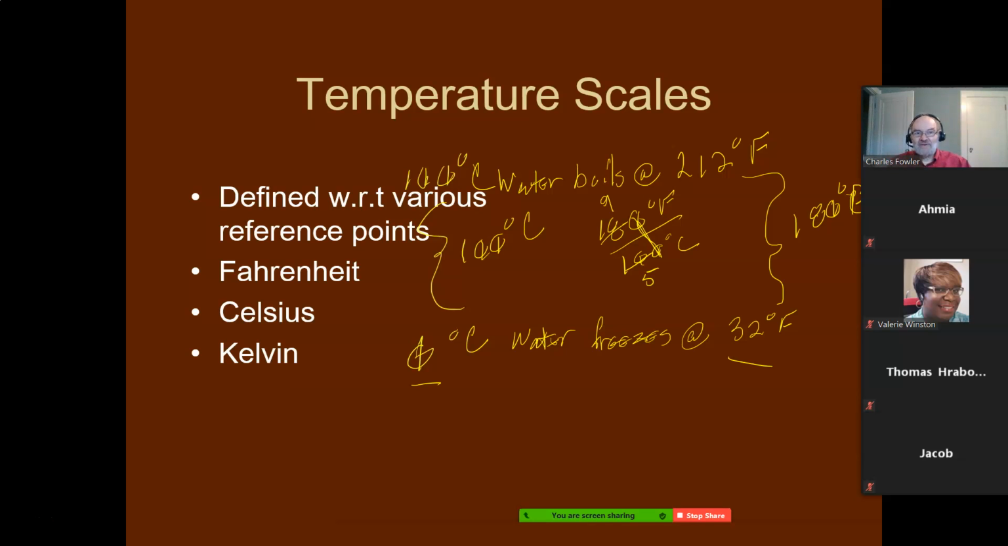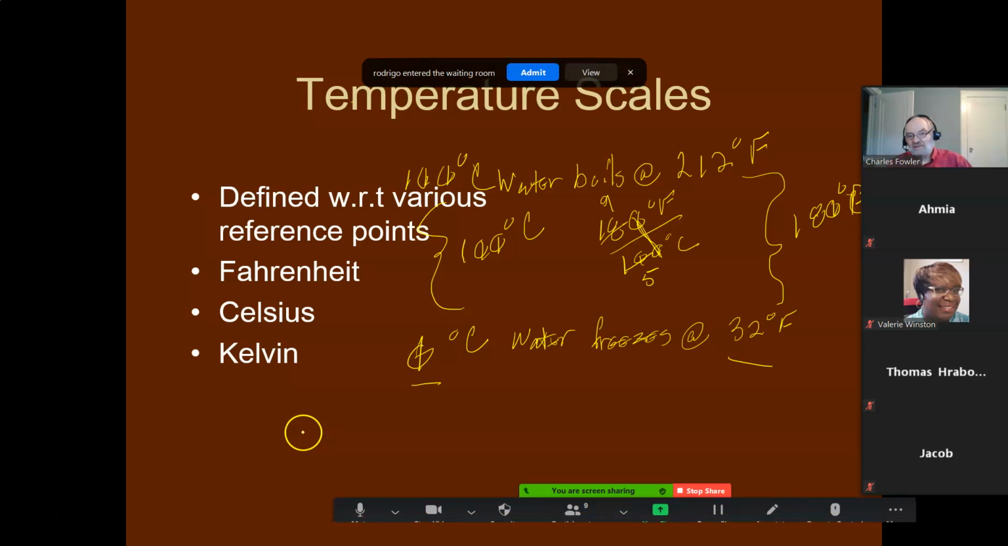Notice for Fahrenheit and for Celsius, I wish I could get the pen to show, there it is. Fahrenheit and Celsius, we refer to degrees. Degrees Fahrenheit, degrees Celsius. That's what the little superscript circle is, degrees. Kelvin does not ever use a degree symbol. You just give it the number.